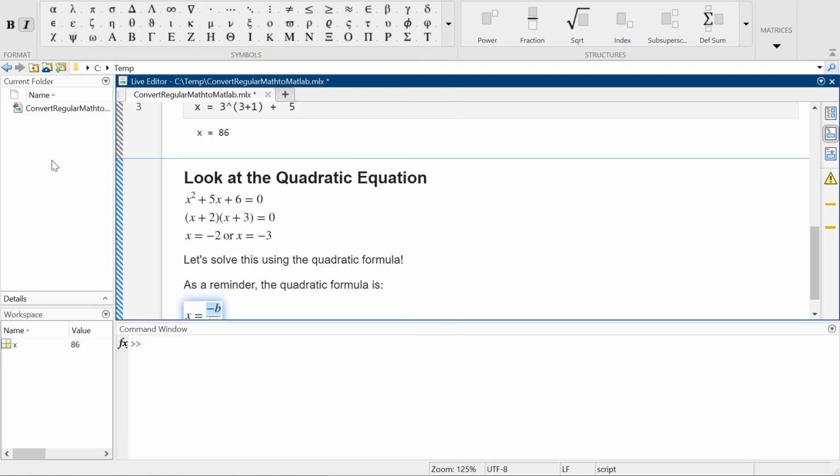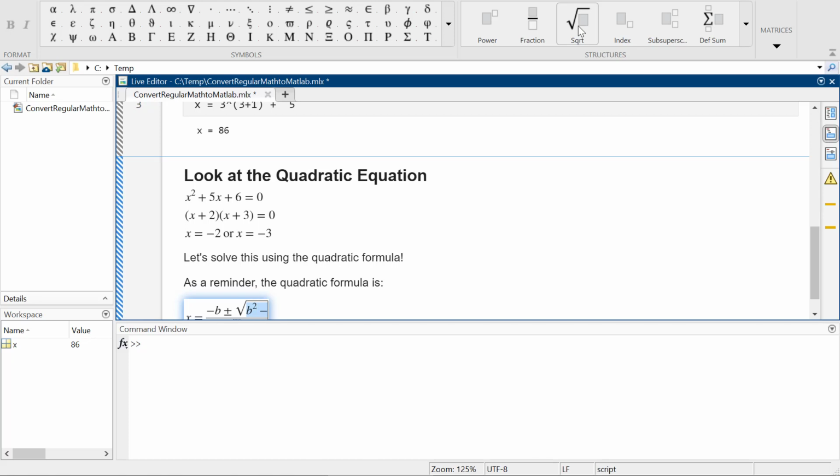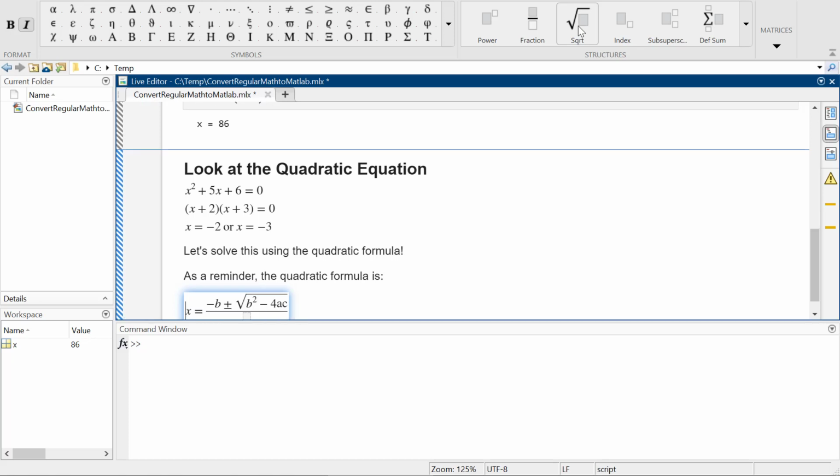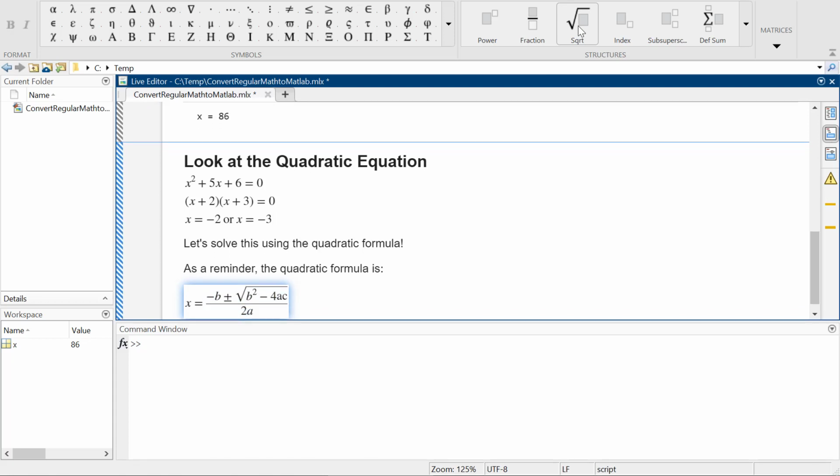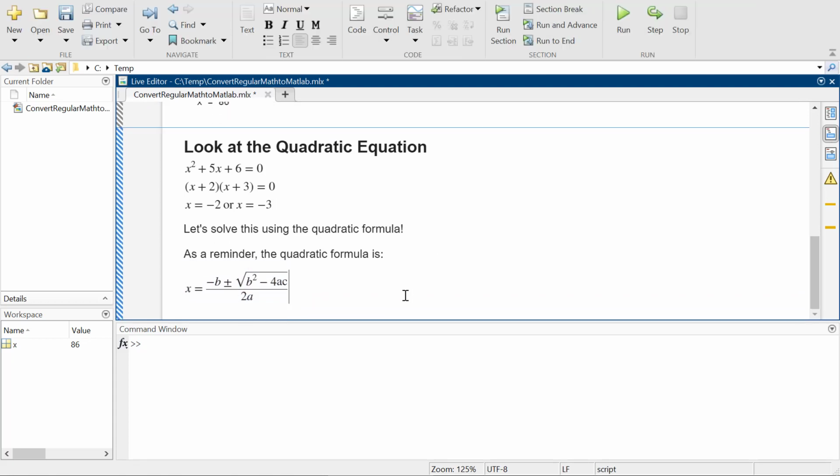No, wait, what'd you do? Plus or minus the square root of, no, I want the actual square root sign. The square root of b squared minus 4ac all over, come over here, 2a. Okay, so that's the quadratic formula.